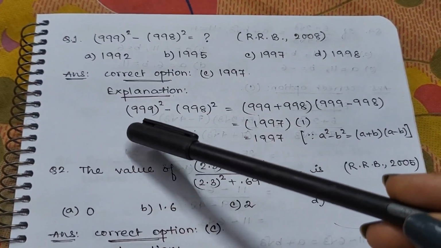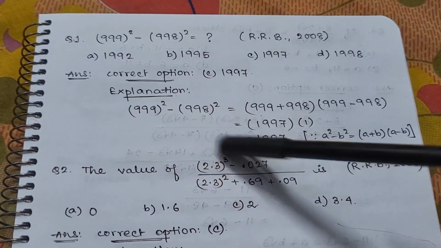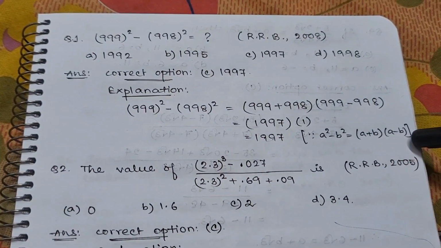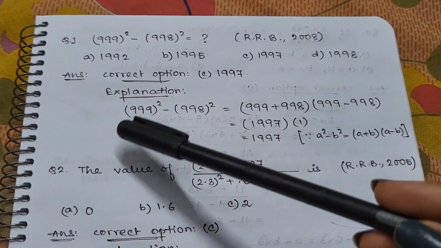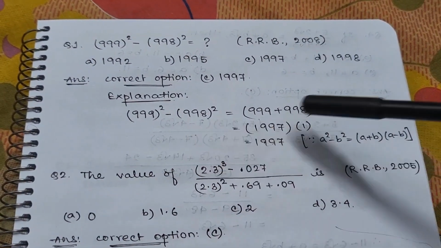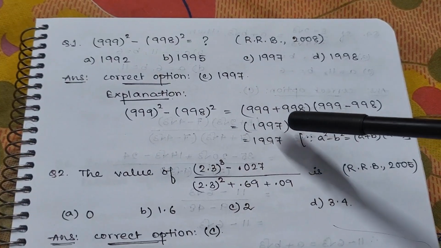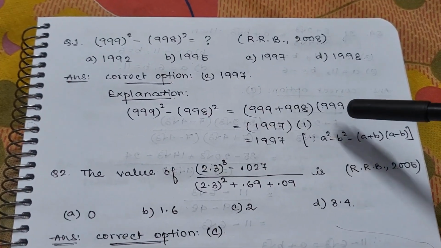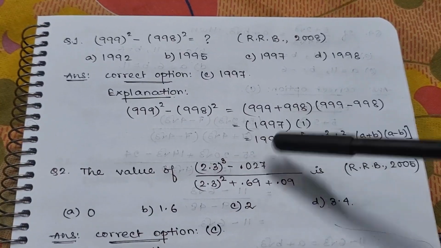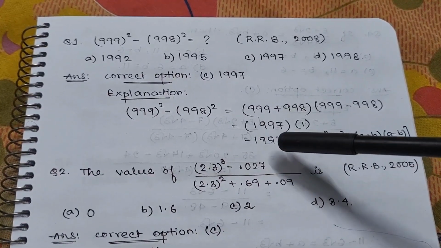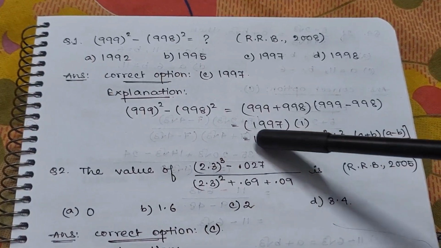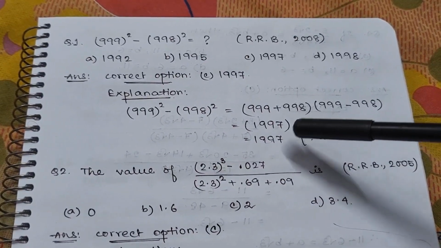Now explanation. This is of the form a square minus b square. So a square minus b square is actually (a plus b) and (a minus b). So if we think of a as 999 and b as 998, then it is 999 plus 998 into 999 minus 998. So these two on adding up give 1997 and these two on subtraction give 1. So multiplication of these two gives 1997.